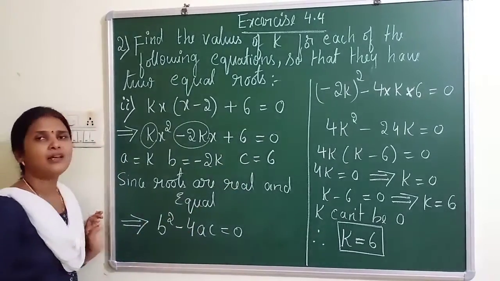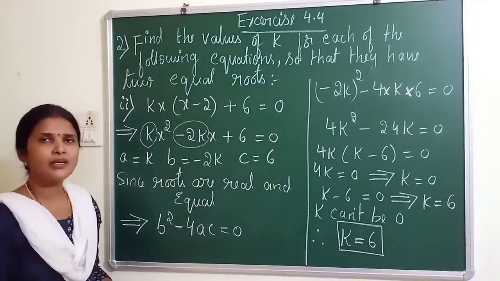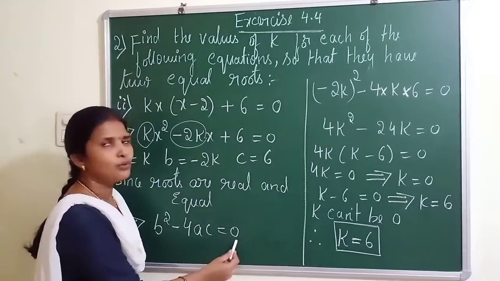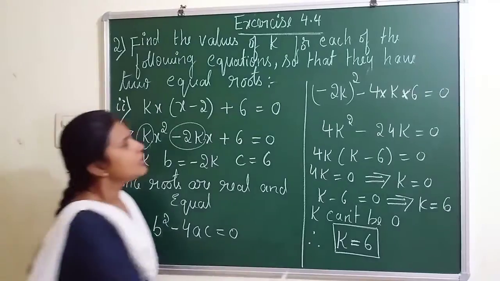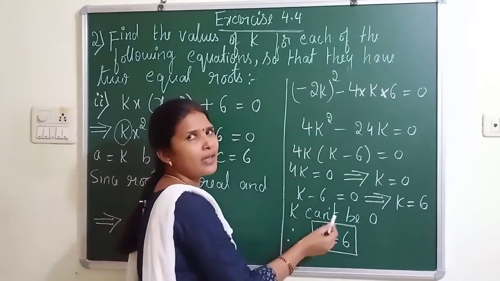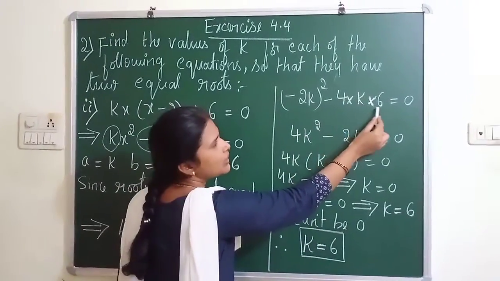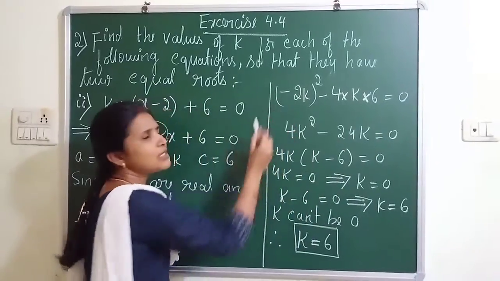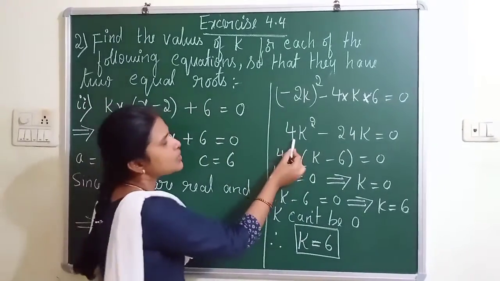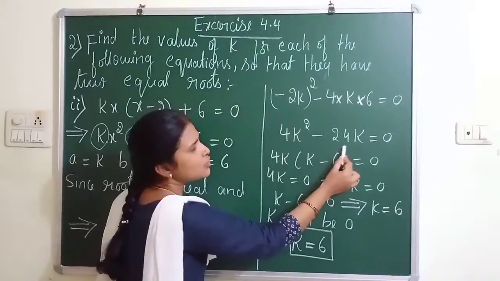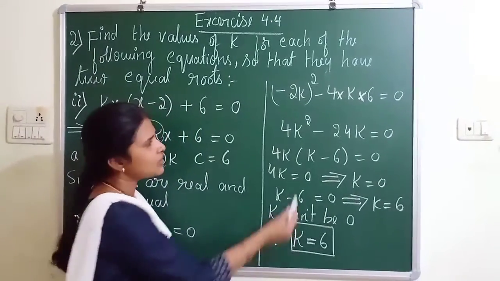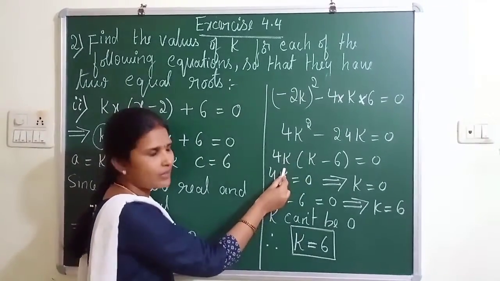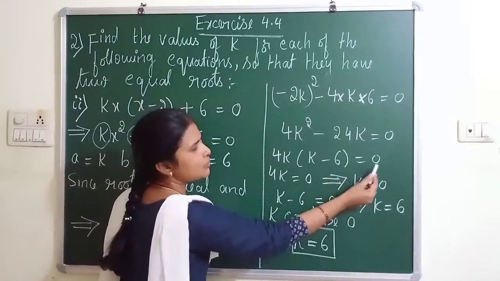Since the roots are real and equal, what is the discriminant? B square minus 4ac equal to 0. So substitute. B is minus 2k whole square minus 4 into k into 6 equal to 0. So minus into minus is plus. 2 2s are 4. 4k square minus 24k equal to 0. You can observe here, in this I can take 4k common. So I got 4k into k minus 6 equal to 0.